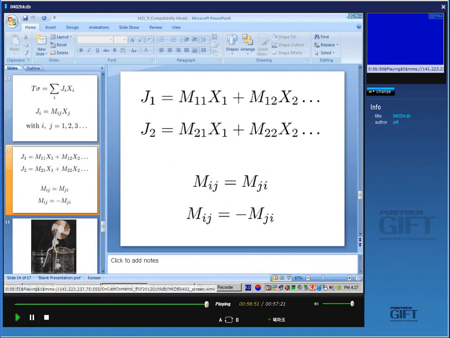So this is just the expansion of the equation, which I already wrote down on the board. And in general, you'll find Mij equals Mji, but in the case of magnetic fields, we have a minus sign there. Okay. So I think you've learned quite a powerful principle today, which is useful not just in what we are going to do, but in many different aspects of phase transformations and even processing of materials. Okay. So that's all for today. Thank you.